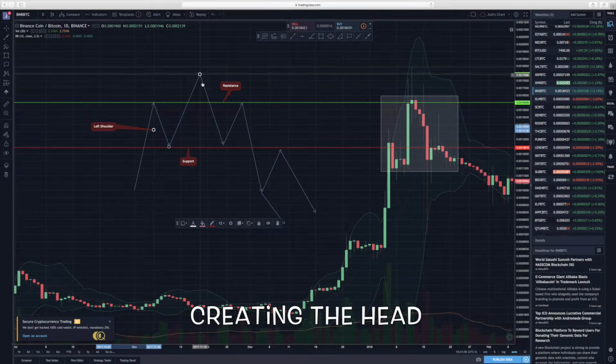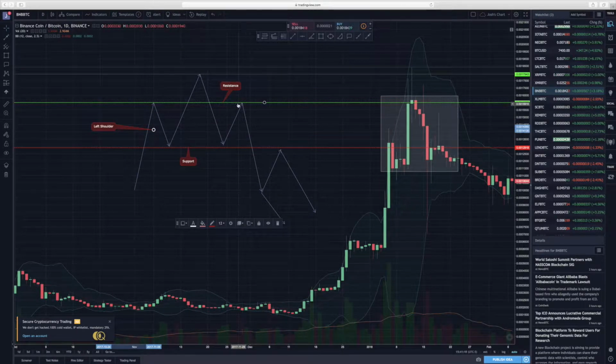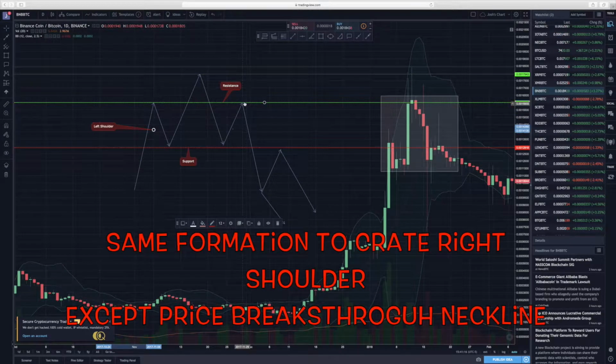So once it goes and meets that resistance and comes back down to the support, it'll bounce off and make another shoulder, and that'll be the right shoulder. So we got the left shoulder, the right shoulder, and the head. And once it comes there and bounces off that support and makes the formation for the right shoulder, it should come down and break through the support and give a reversal formation.